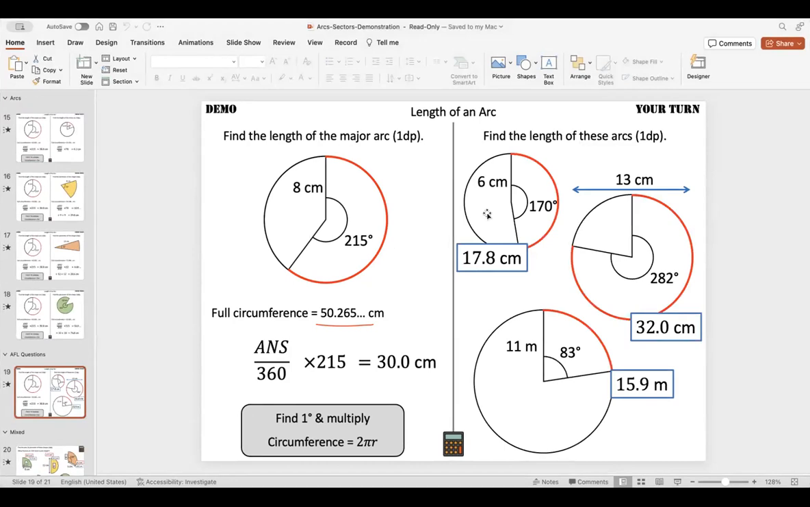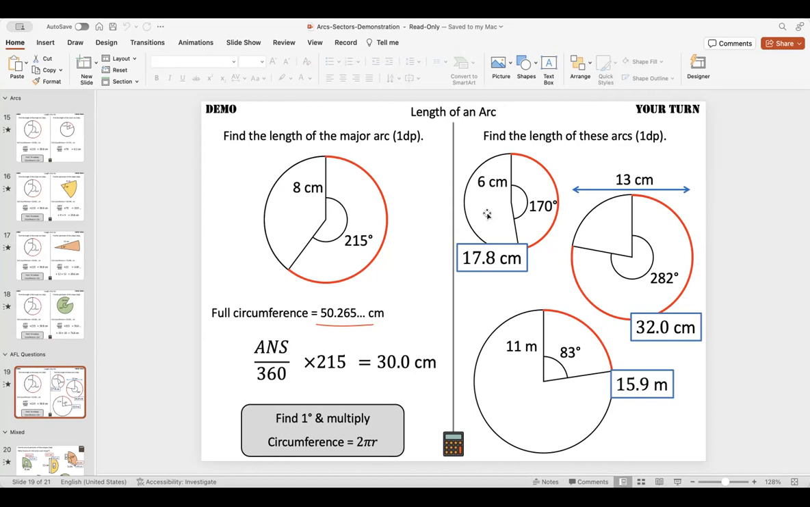So these are the questions here. You can see the full length of the diameter is actually 17.8. So just try and walk towards that answer and you will see. Put in 2 times pi times 6. That gives you this, divided by 360 times 170. That gives you 17.8.